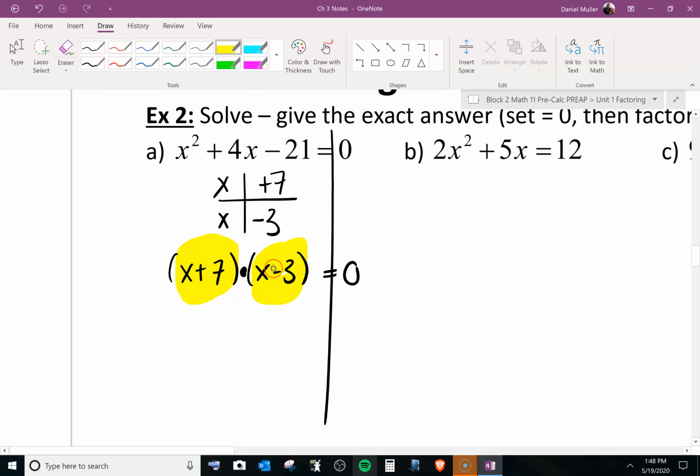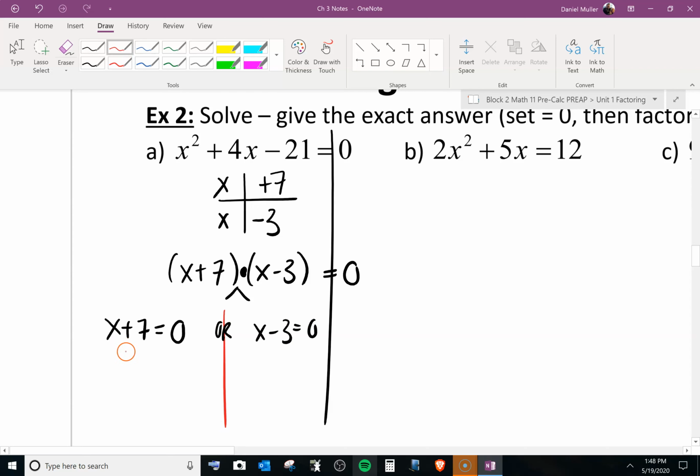Or if the right side is 0, 0 times anything is 0. So we do this little thing here. I split it up. I say, hey, x plus 7, that's this one, that can be 0. Or we can choose the other side, which is an x minus 3. That can equal 0. And so let's do this here. These are two separate questions now.